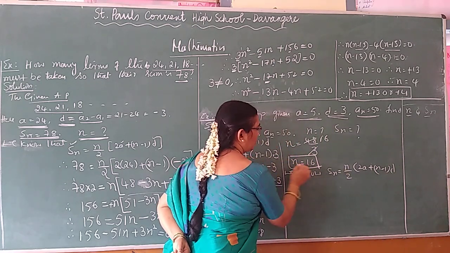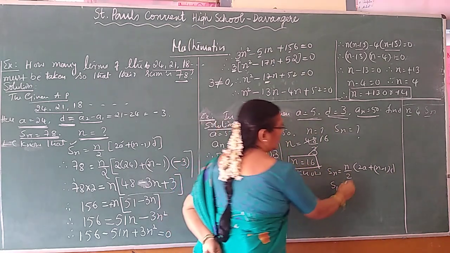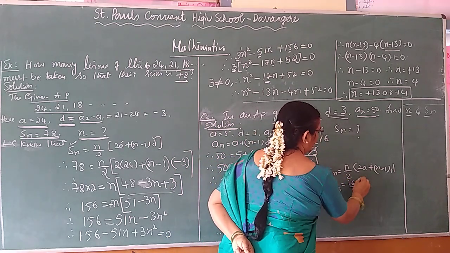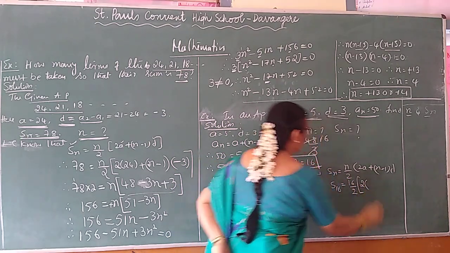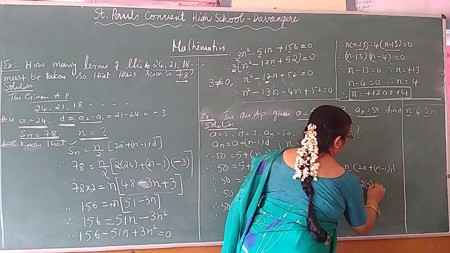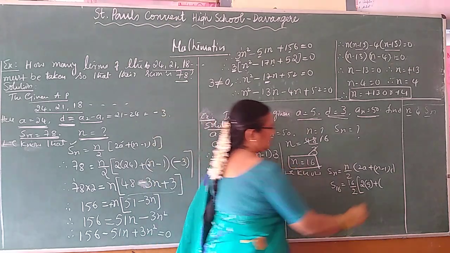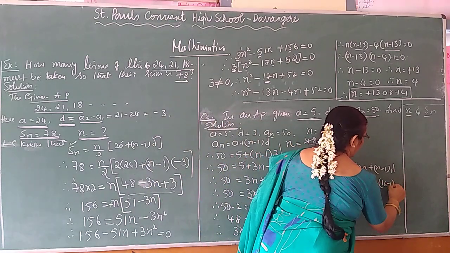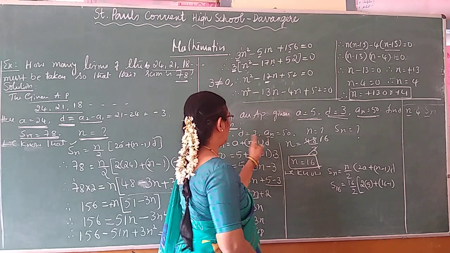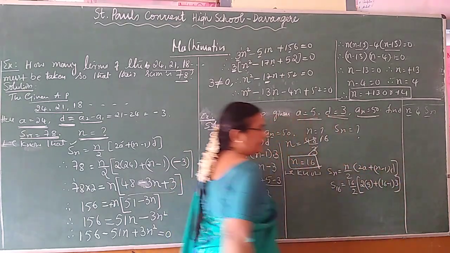Now, you substitute n is equal to 16. That is equal to 16 by 2 into 2 into a. A is 5, plus n minus 1. N is how much? 16, 16 minus 1. D is how much? 3. You have to consider and put the big value.